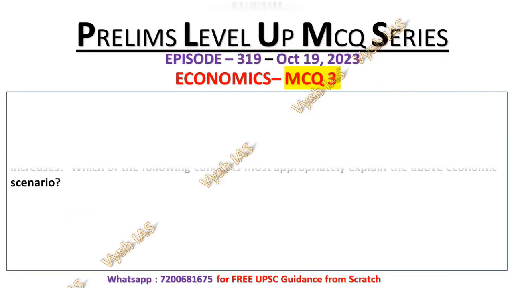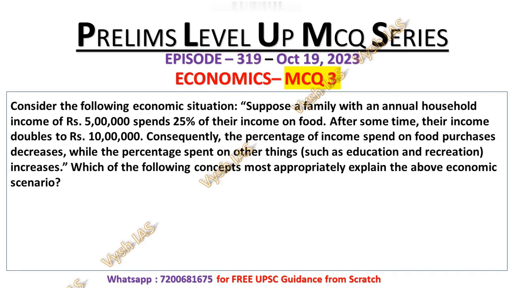Now MCQ number 3. On the basis of the above paragraph, you have to identify the correct option. So I am reading the paragraph, try to understand this. Consider the following economic situation. Suppose a family with an annual household income of rupees 5 lakh spends 25% of their income on food. After some time, their income doubles to rupees 10 lakh. Consequently, the percentage of income spent on food purchases decreases, while the percentage spent on other things such as education and recreation increases. So which of the following concepts most appropriately explains the above economic scenario?